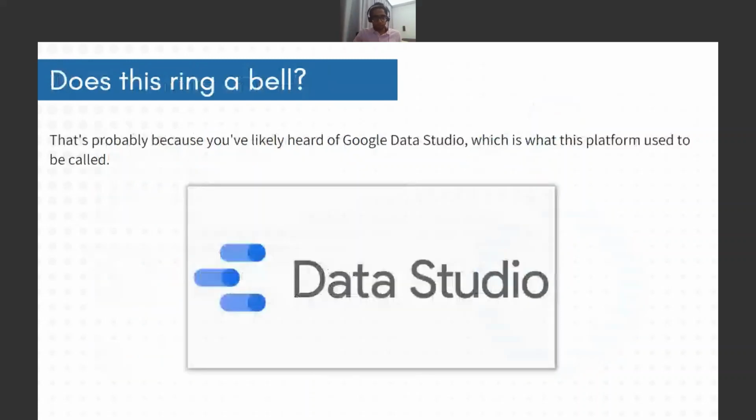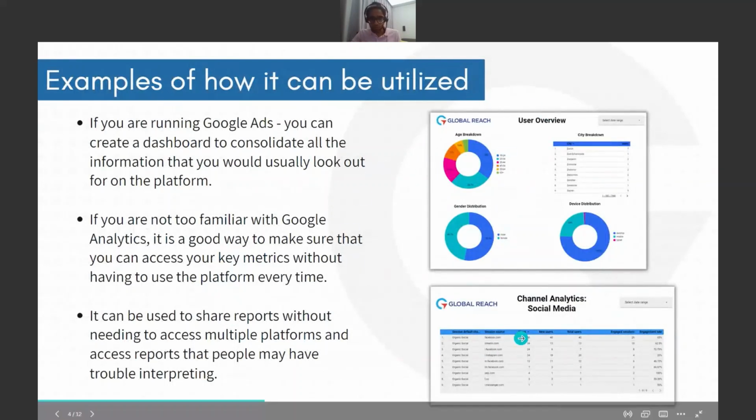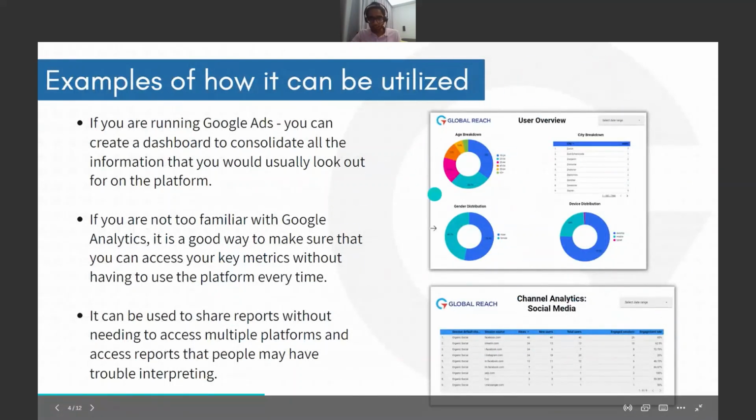If this rings a bell, it's probably because you've heard of Google Data Studio, which is what this platform used to be called until October of 2022. So if this concept rings a bell, it's because it was called Google Data Studio and is now called Google Looker Studio. Whatever you think of the name change, that's your opinion. I think Data Studio sounded cooler, but Looker Studio is what it's called, so I have to get used to it. I want to talk about a couple of ways this platform can be utilized, and here are a couple of screenshots of what a dashboard can look like.